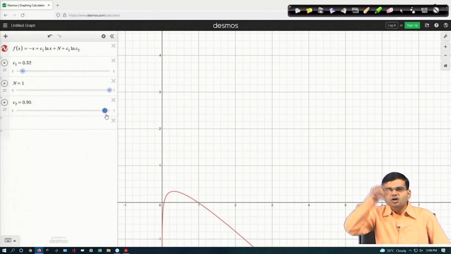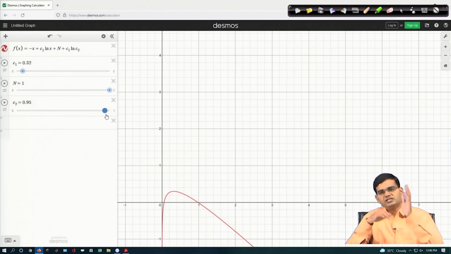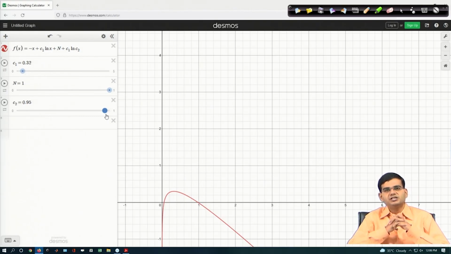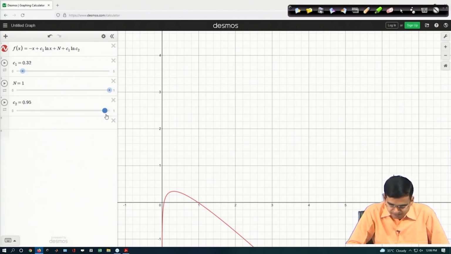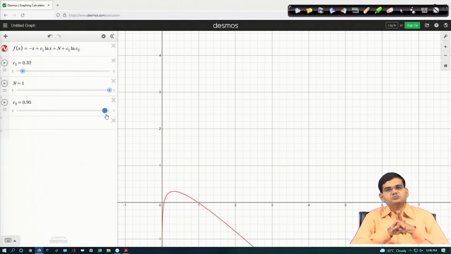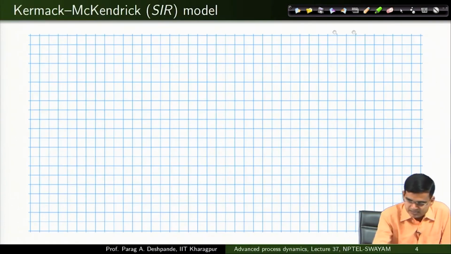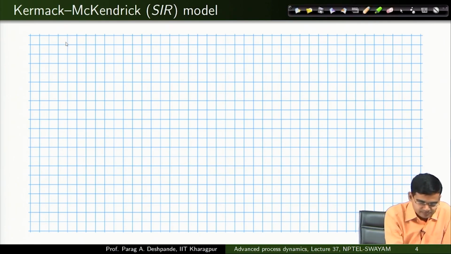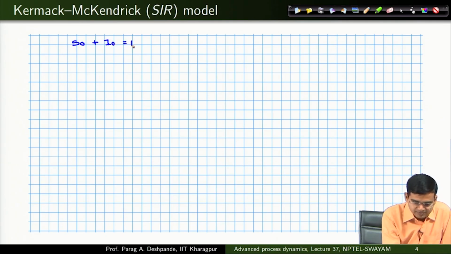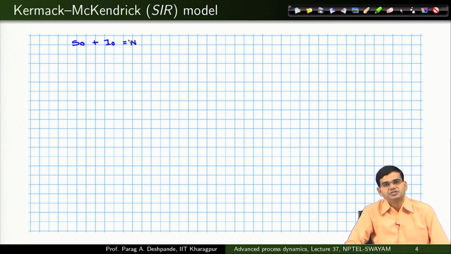Okay. So, I got a general nature of variation of I with S, but is there any constraint in my system which I must take care of? Well, there is. So, if S0 is the initial susceptible population, I0 is the initial infective population, then I know that S0 plus I0 is equal to n, right, the total population.